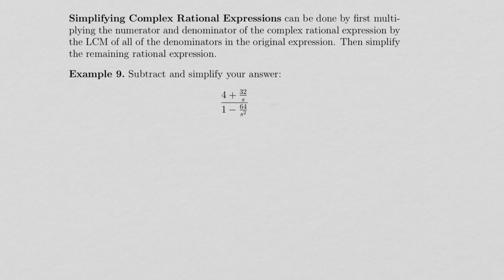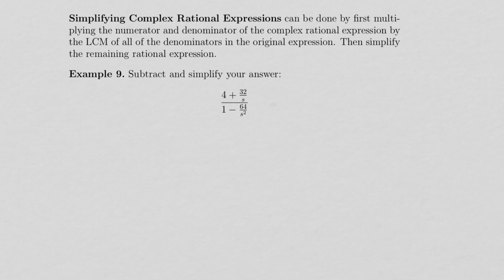So there's several ways that you could simplify these. One possibility is, because we just learned how to do this, you could add the two terms in the numerator. So you need the lowest common denominator, which is s, right? So you'd have to rewrite the 4 as like 4s over s and then add them. You could subtract the terms in the denominator, and then you could simplify by dividing those two rational expressions.